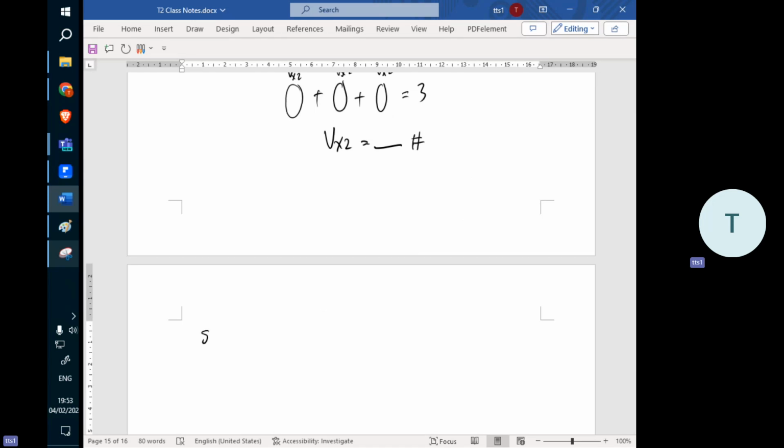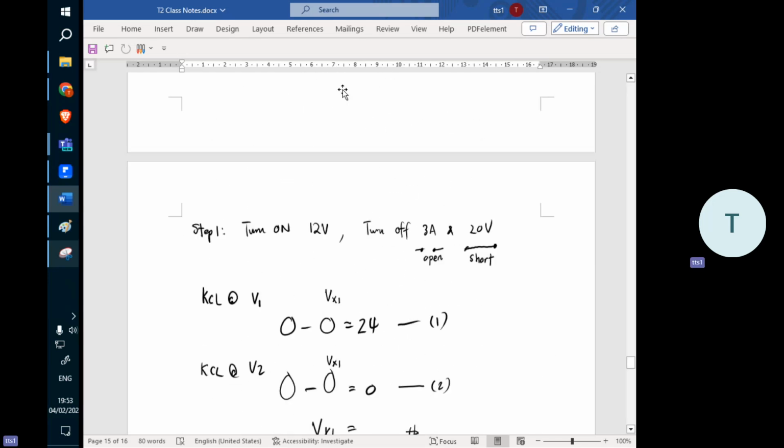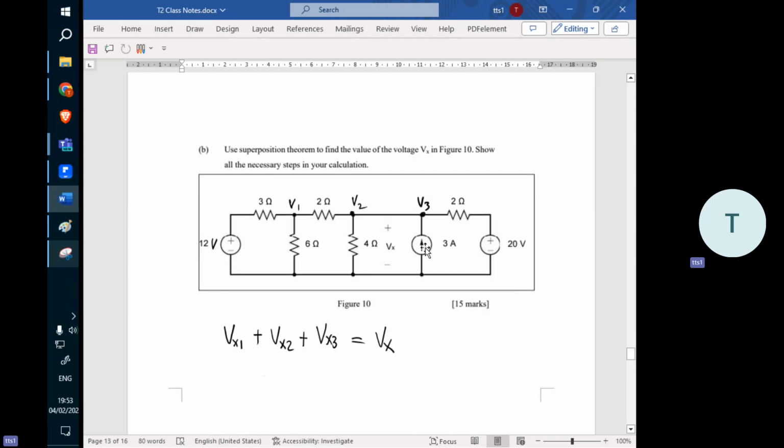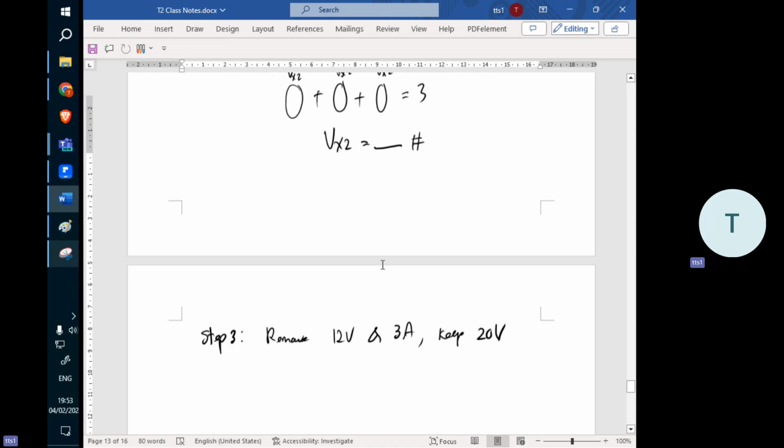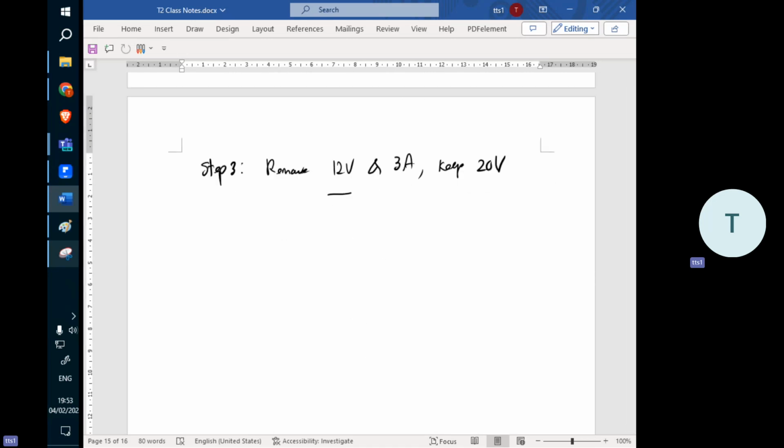Step number 3 is to remove the 12 volt and 3A, and keep the 20 volt. That means we keep the last voltage. We remove this one, okay? So again, if the rules apply, this one is replaced with a short wire. This one, keep it open circuit.